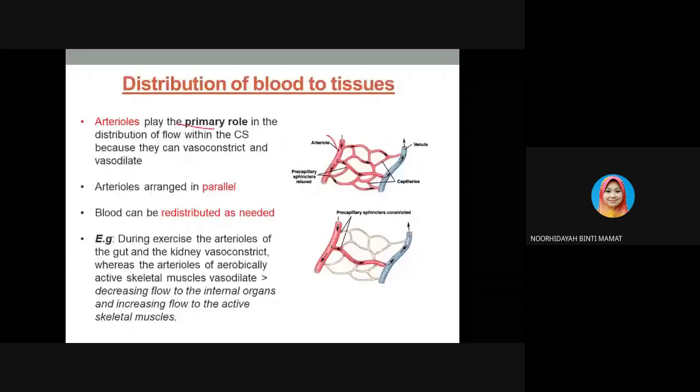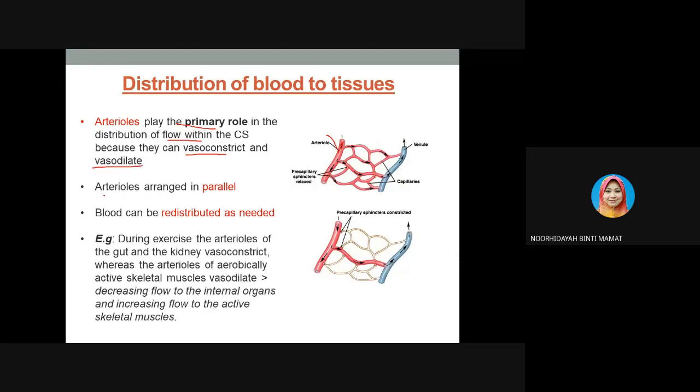So the arterioles play the primary role in distribution of flow within the circulatory system because these arterioles can vasoconstrict and vasodilate. In the previous lecture we already talked about vasoconstriction and vasodilation. And the arterioles are arranged in parallel, and the blood can be redistributed as needed.